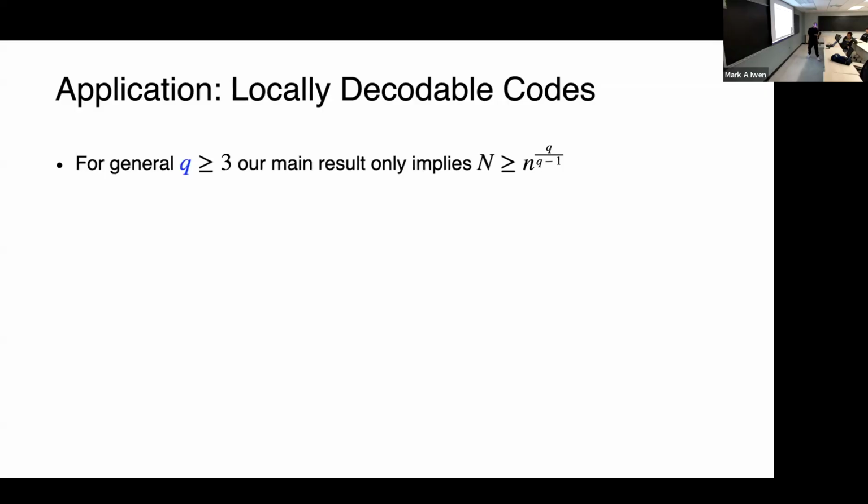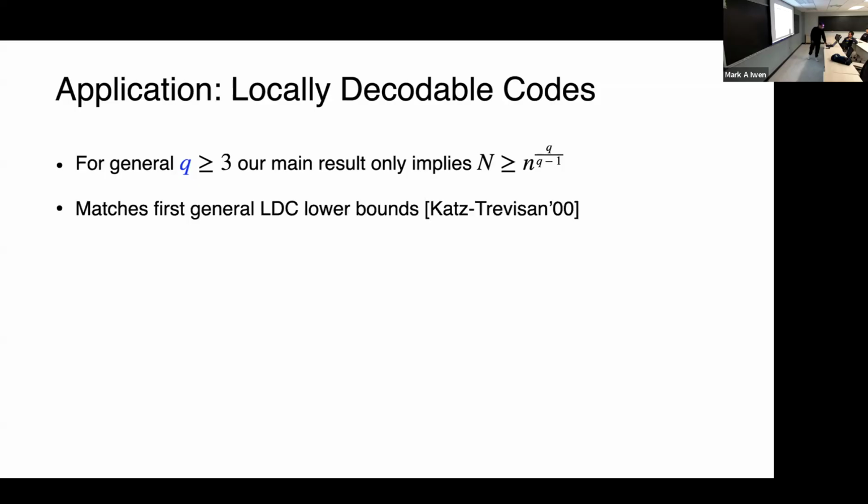Cool. So for general Q greater than or equal to 3, our main result only implies a lower bound like this. Recall the sharpest known lower bound I told you about had a 2 instead of a 1 here, up to some polylogarithmic factors. We can't recover or improve on those bounds using the current bound, but this was my main motivation for studying this problem.